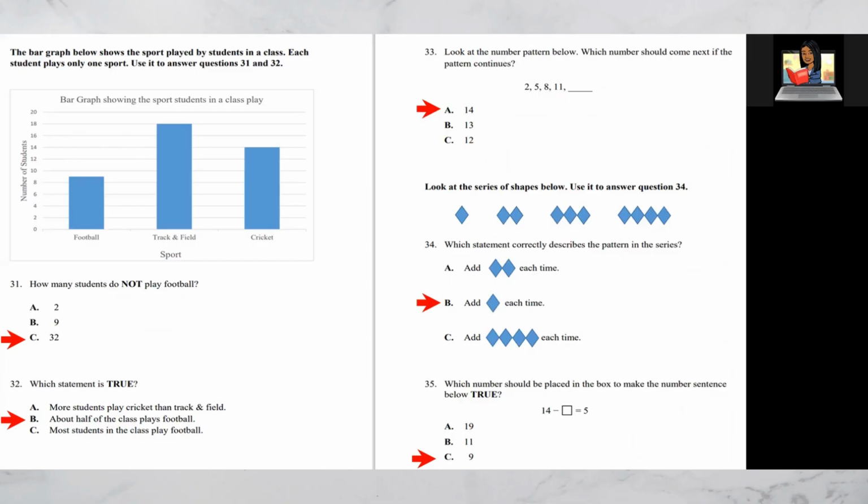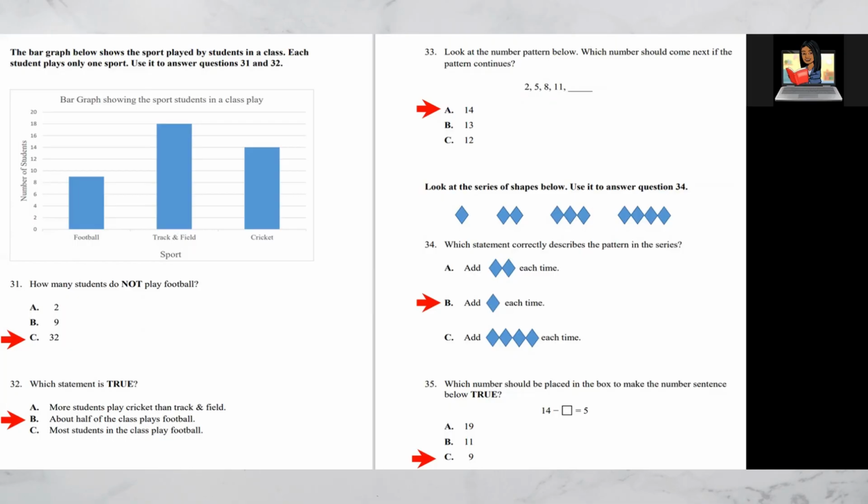There was a little issue with this question if I'm remembering correctly. And in C, most students in the class play football. So most means the majority, and football just goes to 9. 9 out of about 20, I presume. So no, the most likely answer is B, about half of the class, approximately half, estimation.